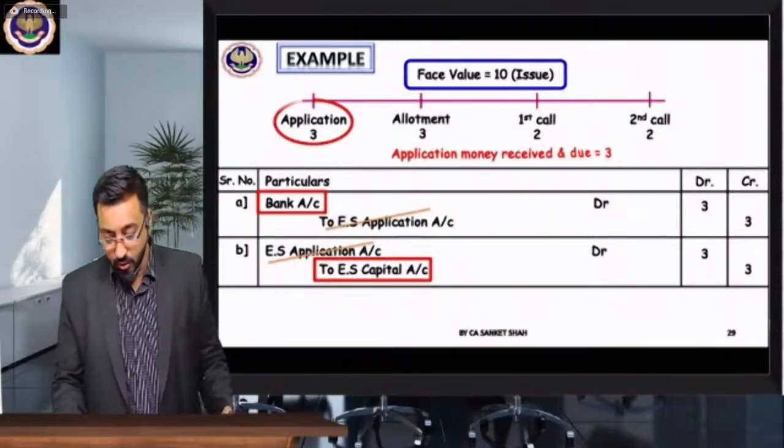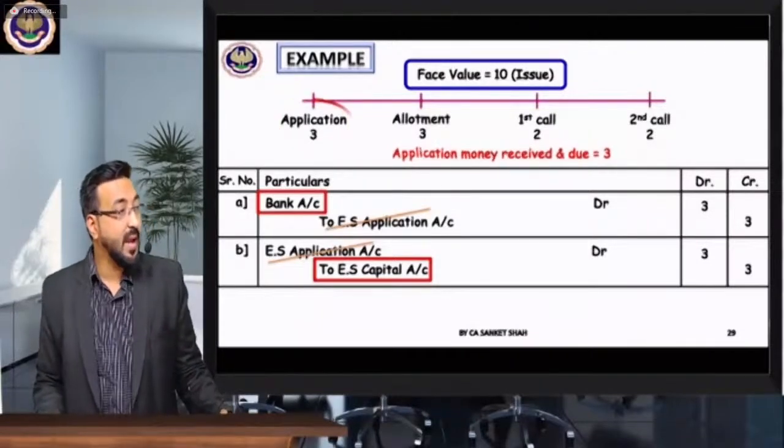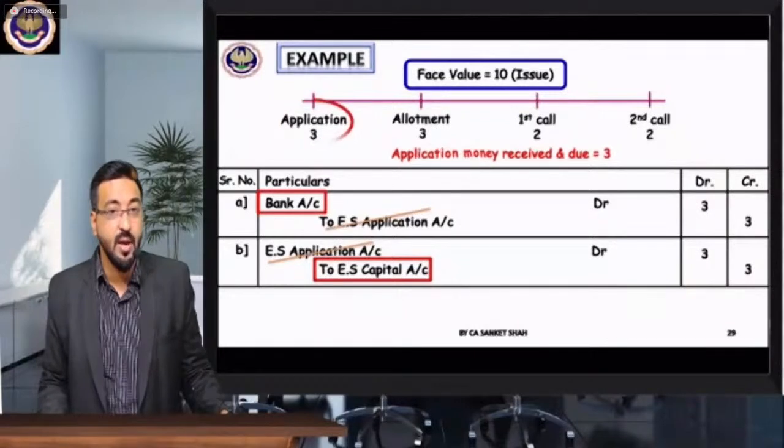So can you tell me the entry for allotment? I'm waiting for your replies. So first entry is bank account debit to equity share application, and then equity share application to equity share capital.